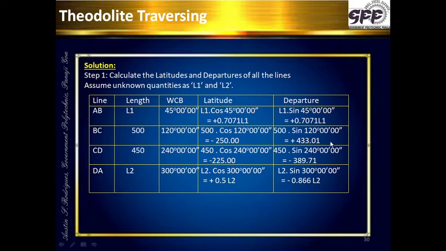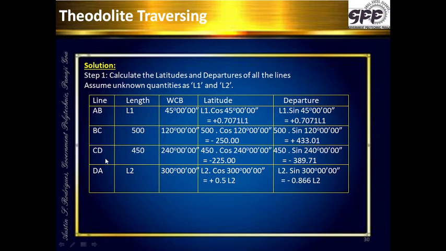Coming to departure, departure is given by length into sine of the angle. Since the length is 500 and angle is 120, it is 500 into sine of 120. The answer is plus 433.01. Now this shows that it is easting, it is in the east direction.